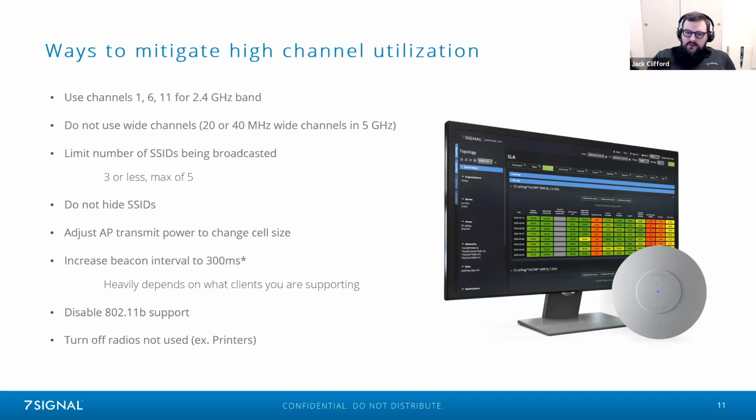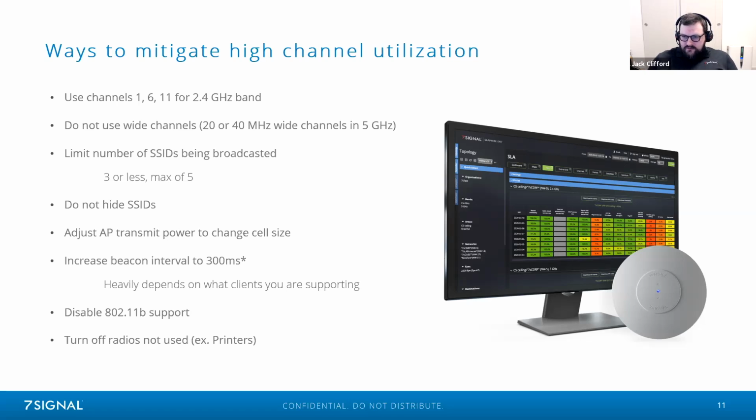Another thing you can think about doing is adjusting your transmit power on the AP. If you have a very large cell, you can narrow that in so you're not overstepping your other access points, and not causing interference in terms of an AP interfering with a neighbor AP. And if you're noticing that you have very high beacon channel utilization, something you can think about doing is increasing the beacon interval from 100 milliseconds up to 300 milliseconds.